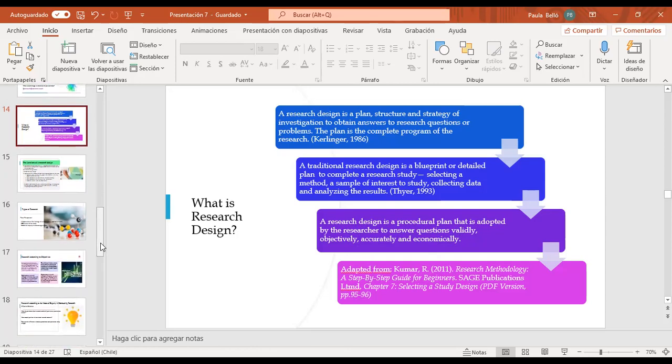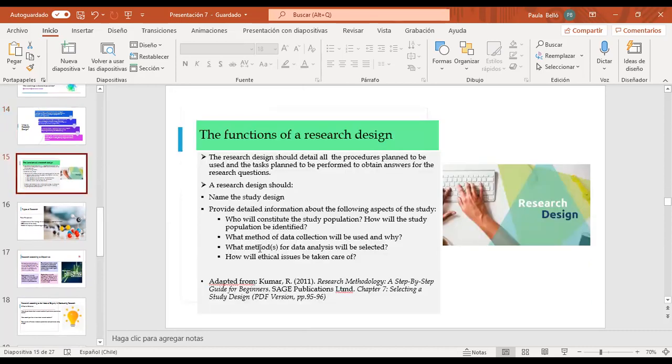So we need to decide on the plan, and that is the methodological framework, the organization of that section of the project. So what is the function? We need to name the study design, as we said, qualitative, phenomenological, or if it is quantitative, it can be experimental. So you need to name your design and provide detailed information about these aspects. Who will constitute the study population, the participants? How will that population be identified? You also add that to your methodological framework.